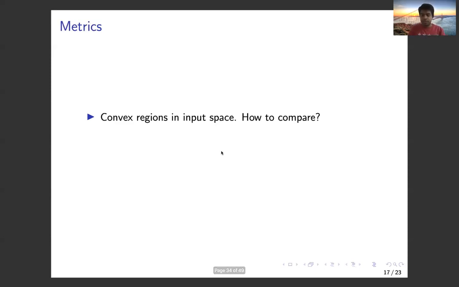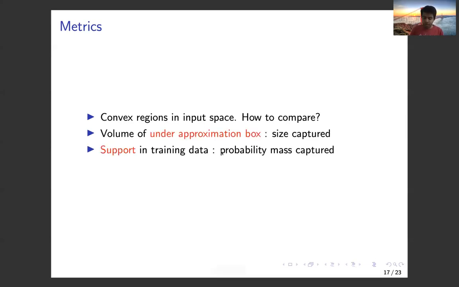To compare the results empirically, first of all, how do we compare convex regions? The output of our algorithm as well as the baseline is convex regions in the input space for which the property P holds, so there is no direct way to compare them. There are 2 defined metrics for this comparison. One measures the size of the convex region. To measure it, inside the convex region we try to fit the largest volume box and compute its volume. The larger the box inside the convex region, the larger the size of the convex region.